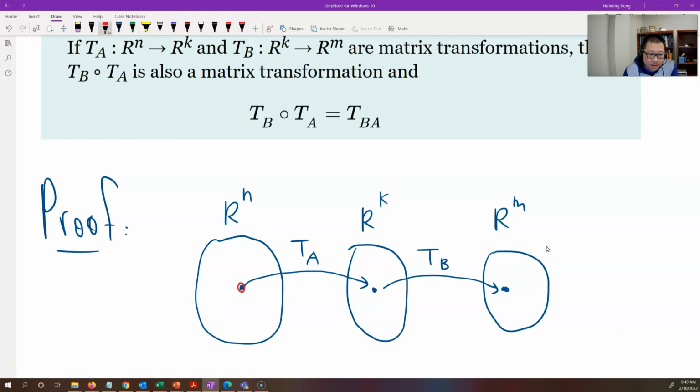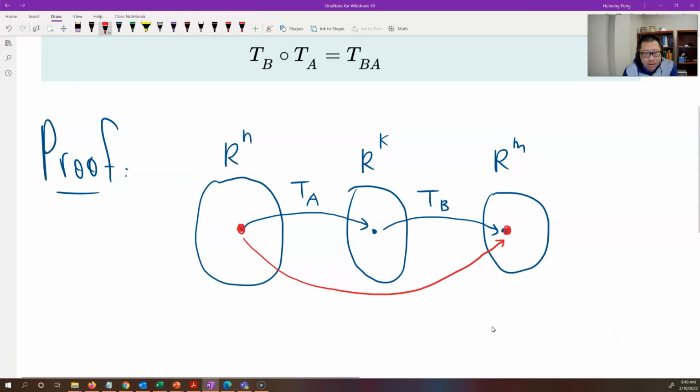The composition means that, given the beginning, we directly jump to the end. So the final one is TB, right? TB is the outer and TA is the inner, so that's TB circle TA. This is another transformation from the beginning directly to the end. What does this transformation equal? The theorem says this is also a matrix transformation. The standard matrix is here. Pay attention to the order. It is not A times B, but B times A. The first goes to the second.